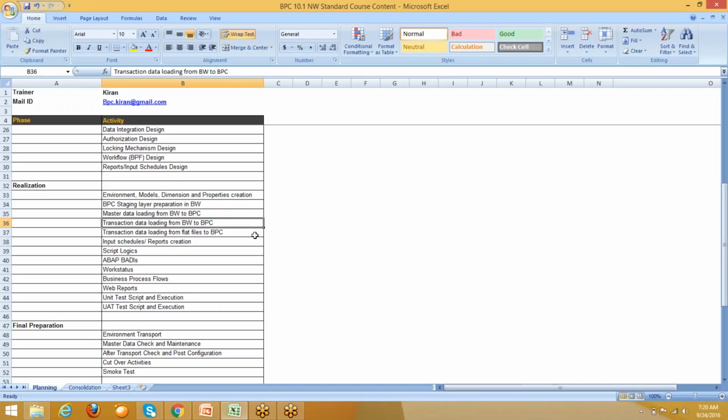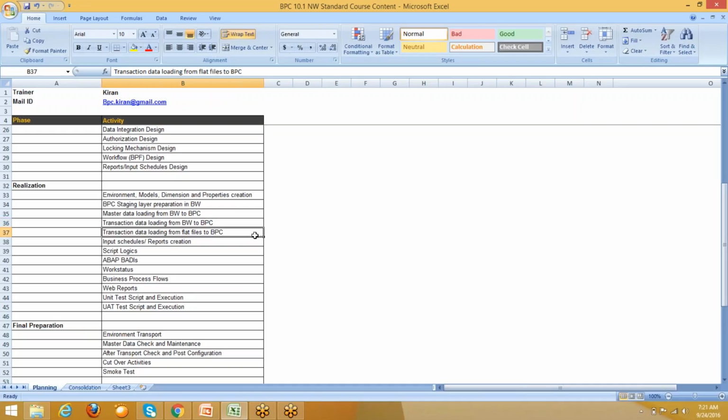Transaction data loading from BW to BPC. Where is the sales transaction data? From that, we have to load it to BPC. Where is the expenses data? We have to load that expenses data from BW to BPC. We have to find which InfoCube, we have to create a staging, and we have to find which manpower data we have to load.